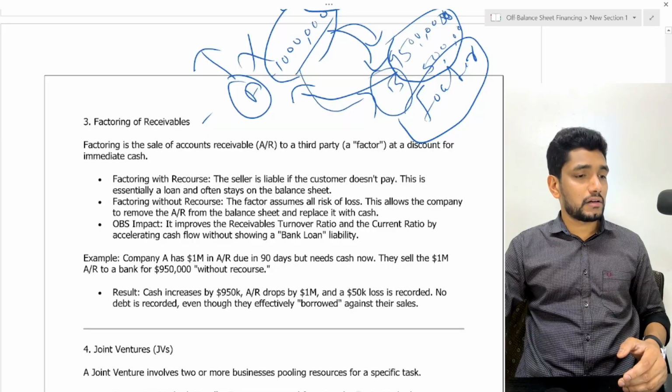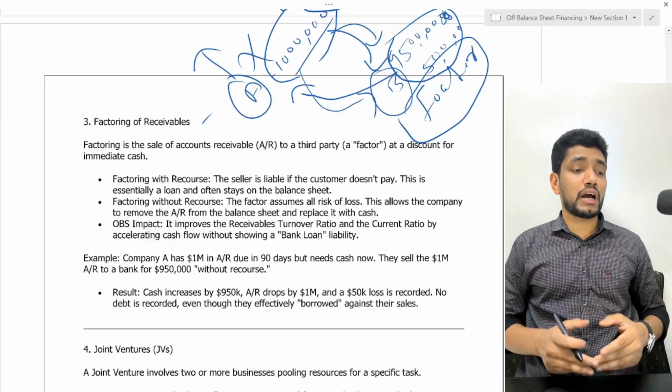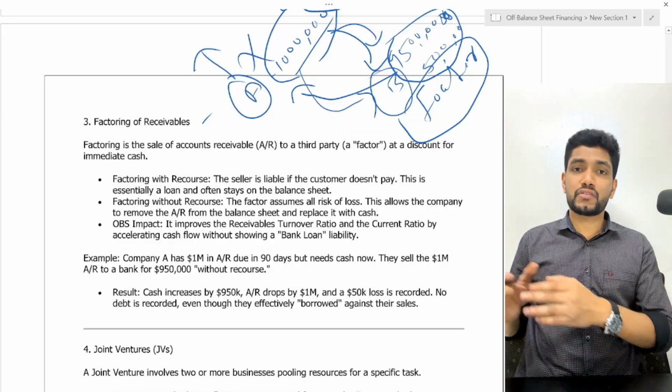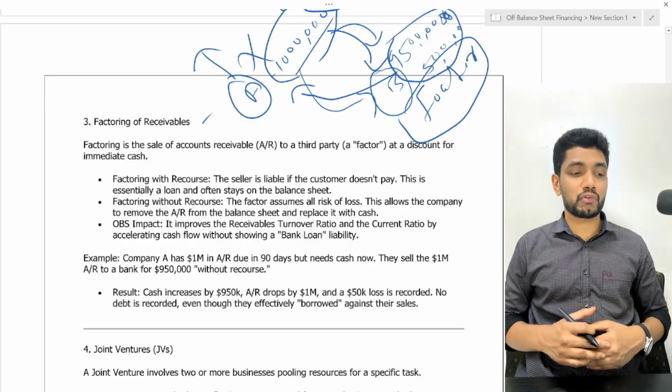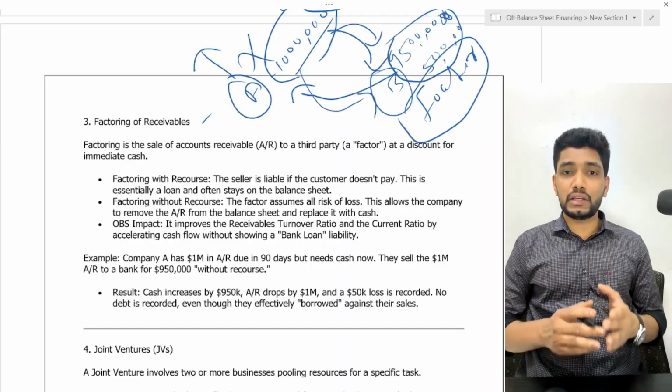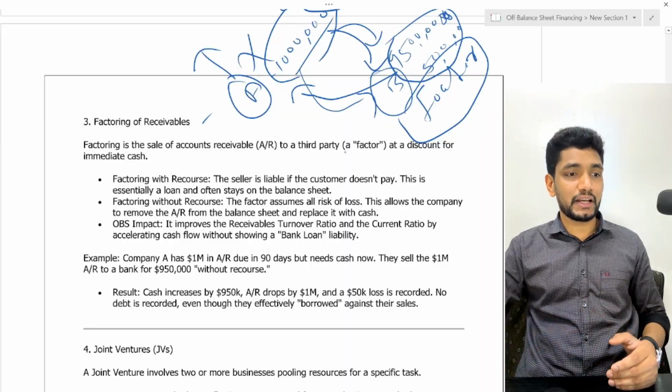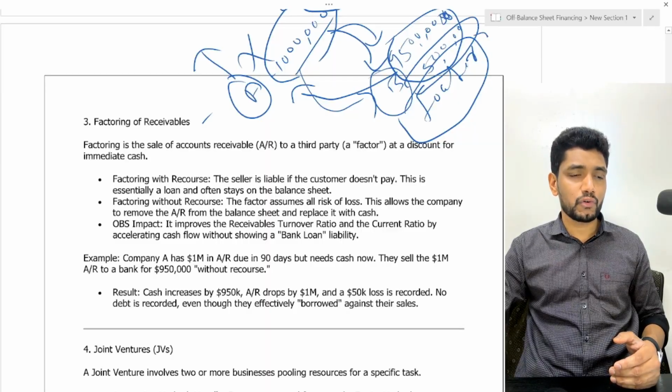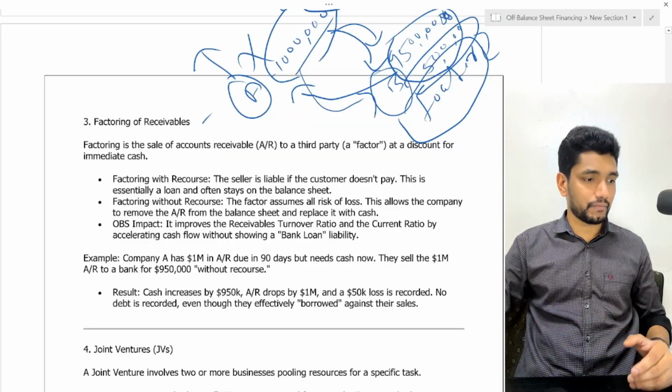Again, the off-balance sheet impacts will improve the receivable turnover ratio. If you are transferring all this receivable for cash, definitely it will improve your receivable turnover ratio. And again, it will create a new expense in your company, that is the commission to the factor.